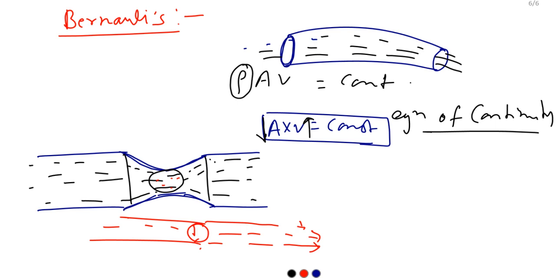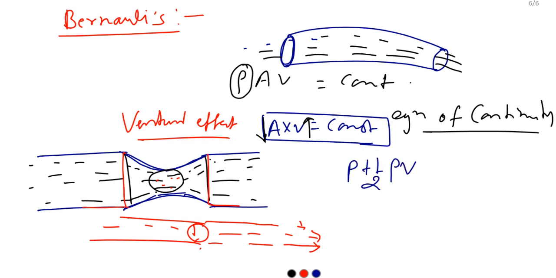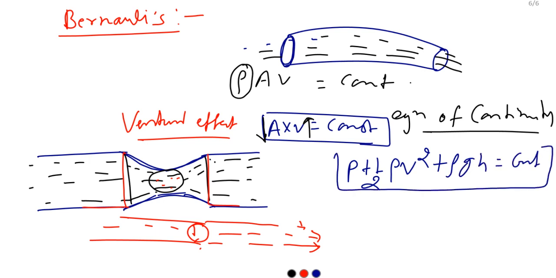Yes. So this is also called the Venturi effect. And after understanding this one, we have one more equation of Bernoulli. What is it saying? P plus half rho V square plus rho g h is equal to constant. This is the theorem given by Bernoulli.